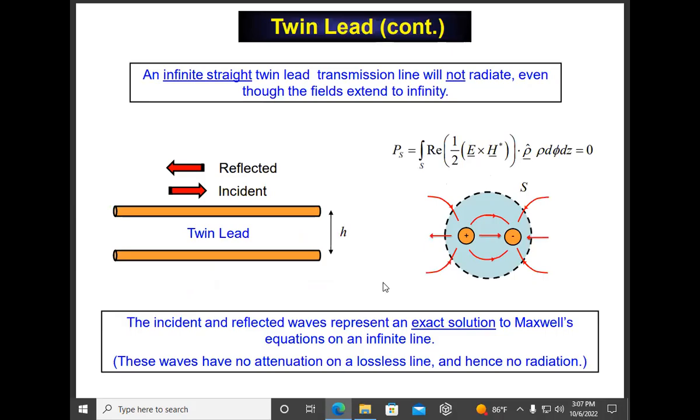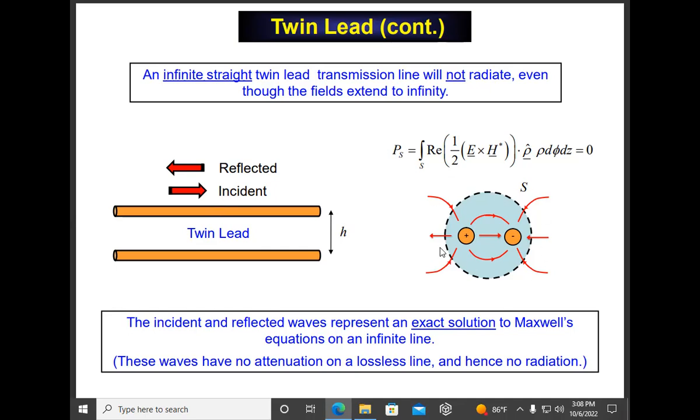Now, having said that, keep in mind that fields that go out to infinity is not the same thing by itself as saying that the line is radiating, okay? Again, it's discontinuities that cause these effects. So imagine a pure straight twin lead, nothing else on it. It's a pure twin lead that goes on forever. Is it going to have any kind of radiation? No.